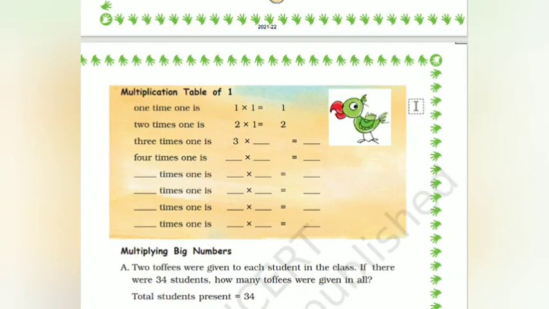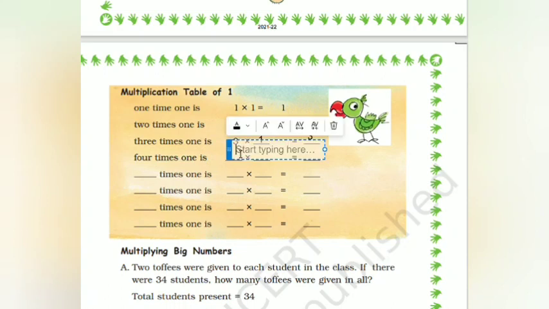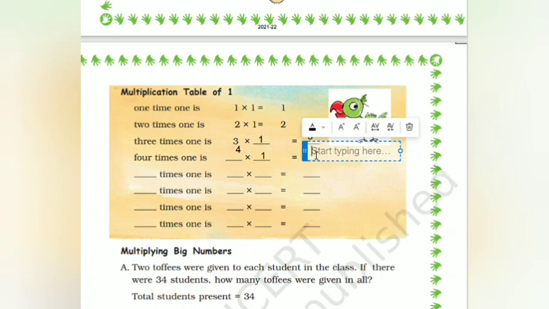So we can study the multiplication table. Multiplication table of 1. That is 1 times 1 is equal to 1. 2 times 1 is equal to 2. 3 times 1, that is 3 into 1, is equal to 3. 4 times 1, here it is written 4. 4 times 1 means 4.